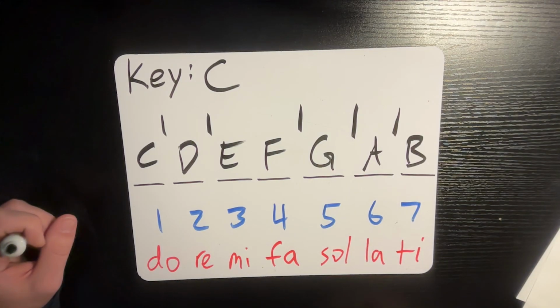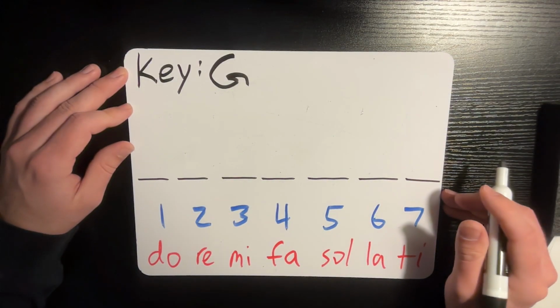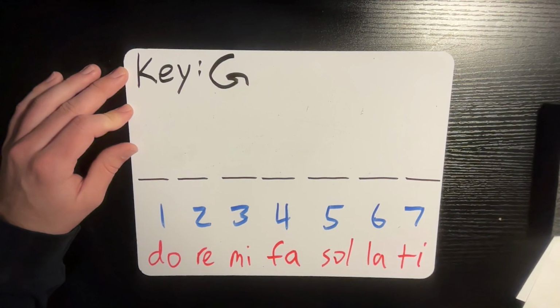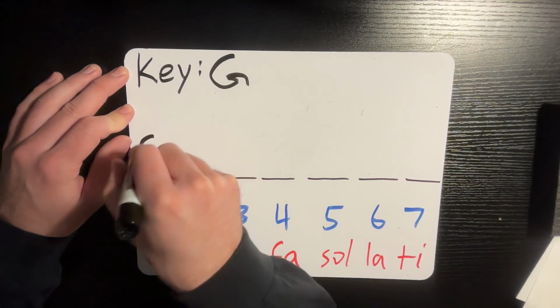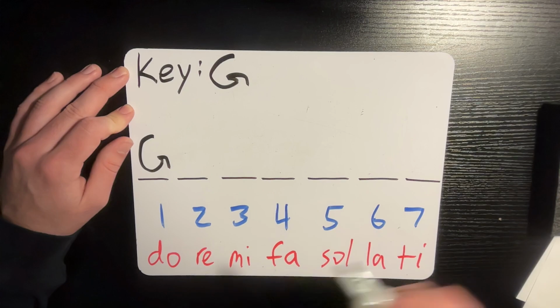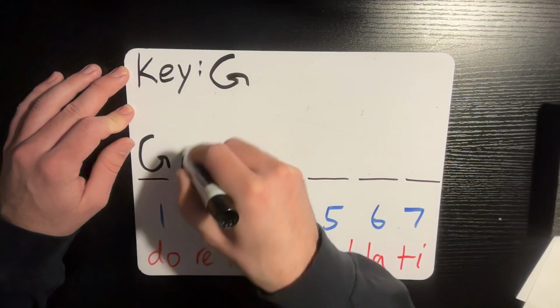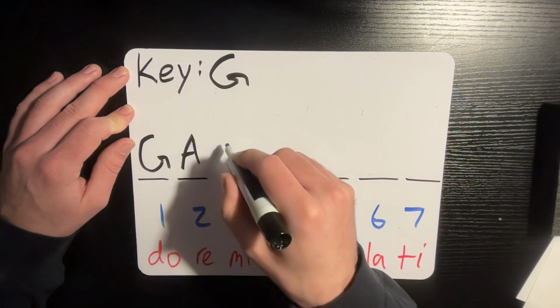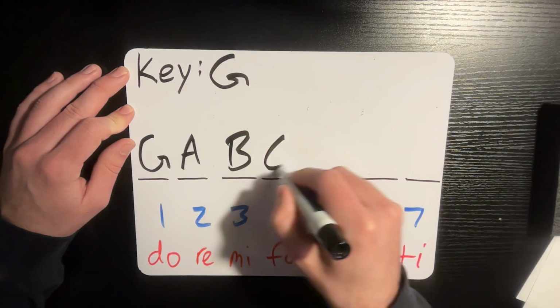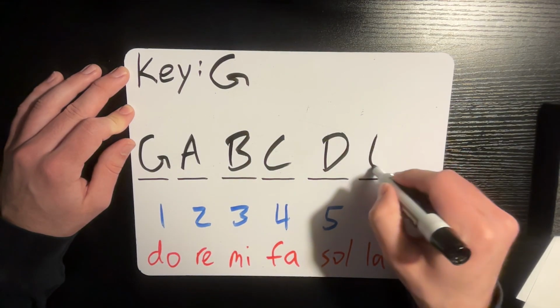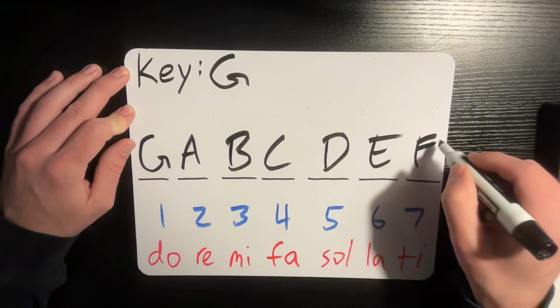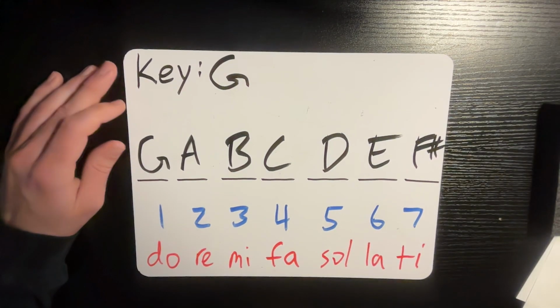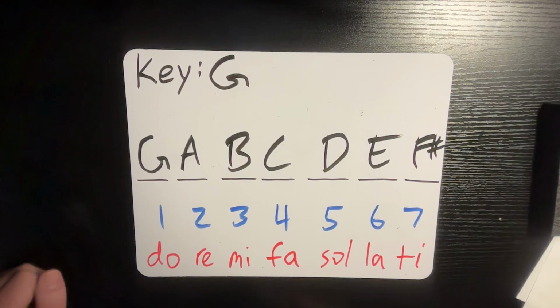Okay, next one. Right, so G. The first note in the G major scale is G. Then after that comes A, whole step. Another whole step is B, C, D, E, F sharp. So there's our G major scale.